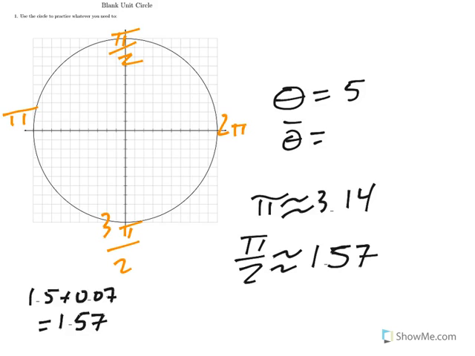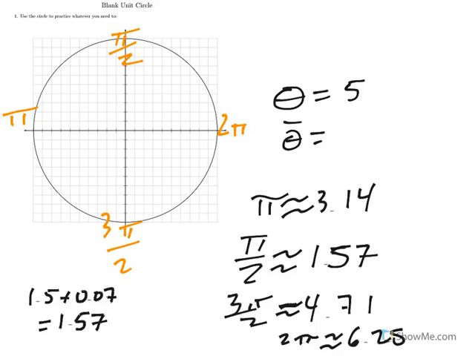Add these together. I've got 2 pi halves plus another pi halves is 3 pi halves. Add these up, and I've got 1, carry the 1, 7, 4.71, and finally 2 pi is about 6.28. That's great. If this one's about 4.7, and this one's about 6.28, 5's got to be about there.